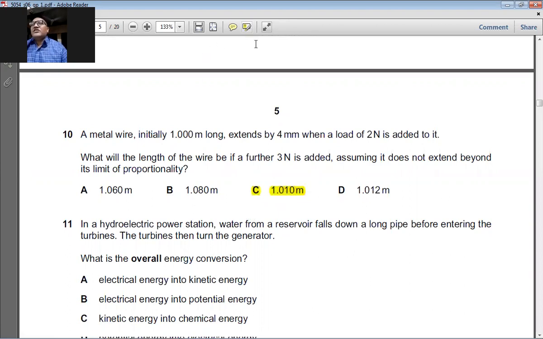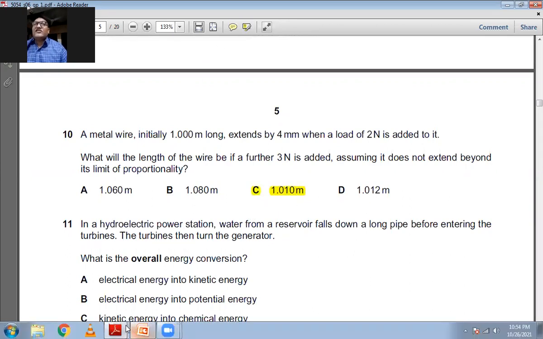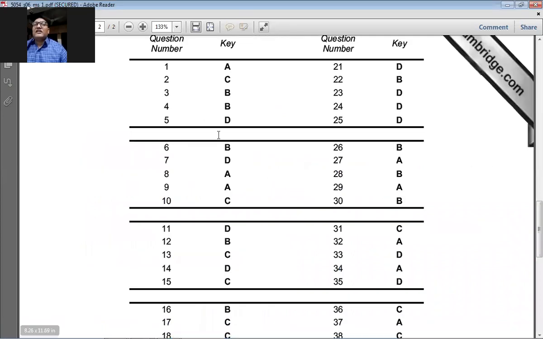1.010 meters. So I think C is the right choice. Question number 10. So let's check. Question number 10, C is the right choice.